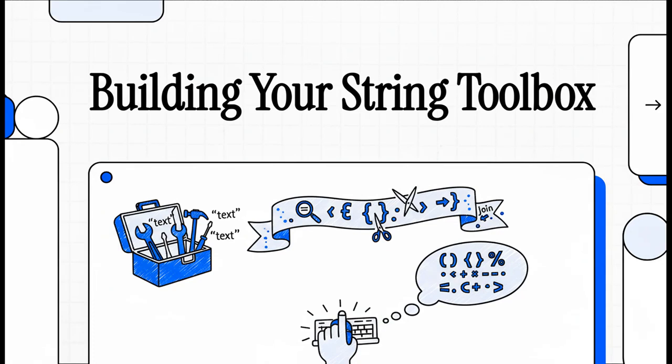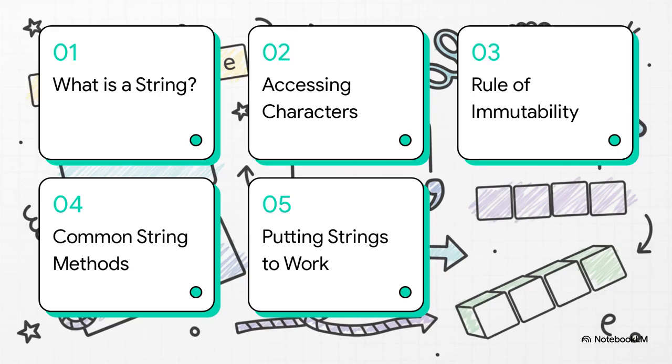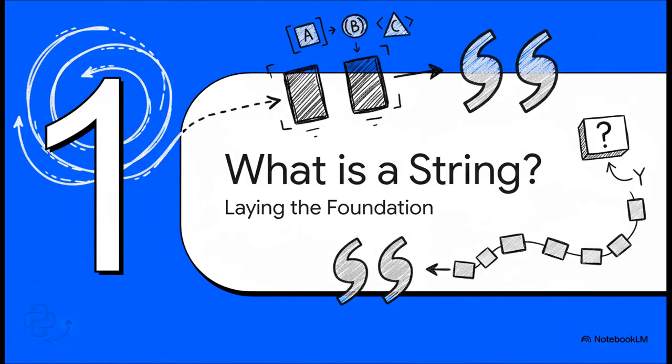All right, today we're going to crack open the Python string toolbox. We're going to build it together from the ground up so you can handle any kind of text with total confidence. So here's the plan. We'll start with the absolute basics. What is a string? Then we'll see how to peek inside and grab characters, talk about a super important rule called immutability, check out some common tools or methods, and then finally put it all together. Okay, let's dive right in.